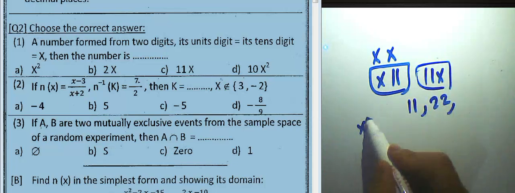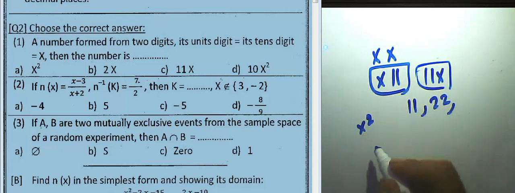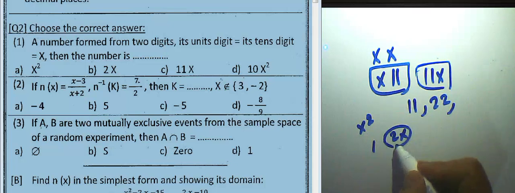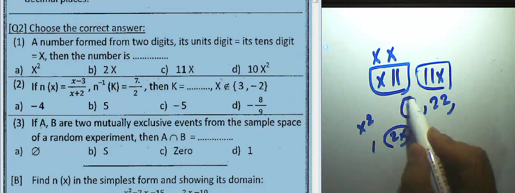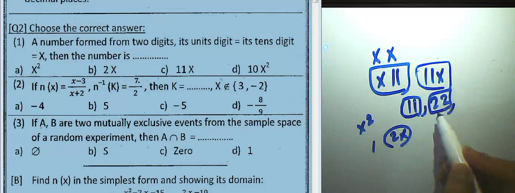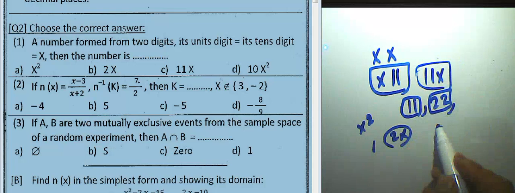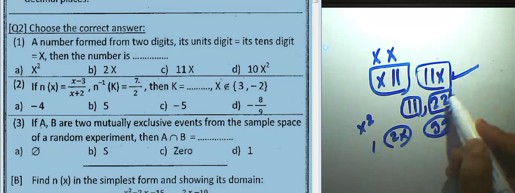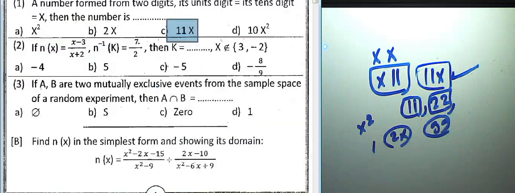But x power 2 is false, because if you put 1 here, the result will be 1, not 11. And 2x is wrong, because if you put 1 here, the result will be 2 only. But if you put 11x and you put 1, the number will be 11. Or if you put x equals 2, the number will be 22. Or you put 9 times 11 equals 99. So it will be true. We must choose letter C. Understood?